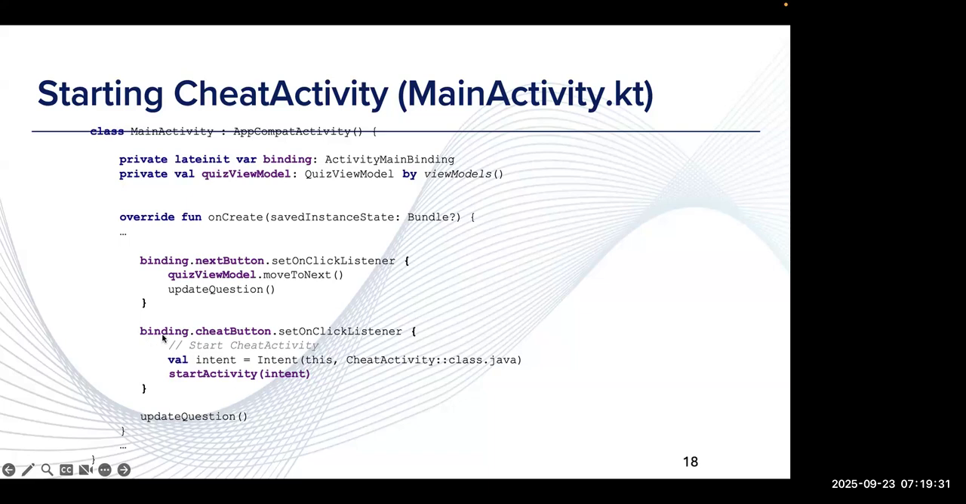We talked about this a few minutes ago, but we're binding, calling that cheat button, and setting the on click listener. In here, we're first going to define our intent. We're calling this intent, and we're saying from this activity, this, go ahead and start the CheatActivity::class.java. So this is the cheat activity.